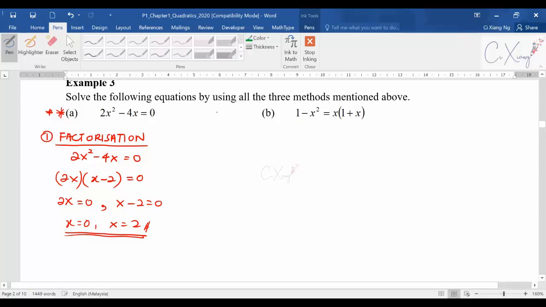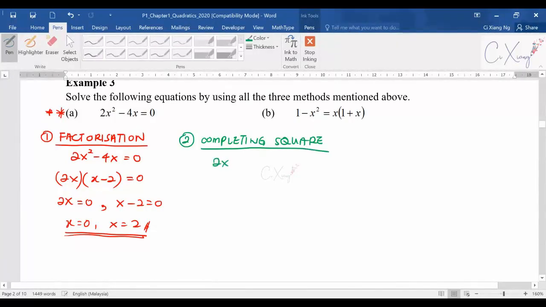Of course, part B will be slightly harder, but you can try it out on your own. Then now we continue to method number 2. Method number 2 is completing the square. So what is completing the square here? How can we do it?